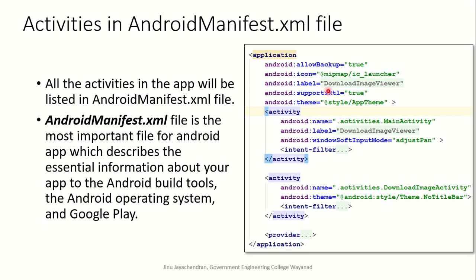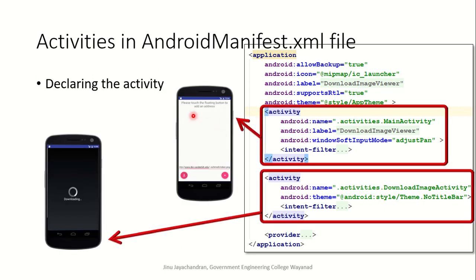So this is the manifest file for the download image viewer that we just saw previously, and you need to declare each of these activities in the file. The first few lines we have seen in the previous lecture. In the next line you have an activity tag. Inside the activity tag you say what the activity is. So this is your main activity where you are going to enter the URL. So you say the activities.MainActivity.